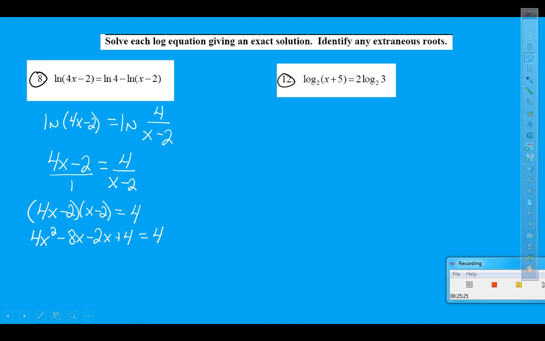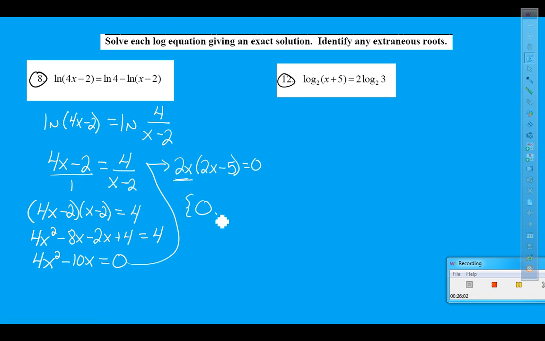We need to set that equal to 0 now. So let's go 4x squared minus 10x, subtract 4 over and you're going to get 0. Now to solve this, I'm going to factor out a 2x because that's what they have in common. So I'm going to take out a 2x, which leaves a 2x minus 5 equals 0. Set that piece equal to 0, and I'm going to get 0. Set this piece equal to 0, and I'm going to get add 5 divided by 2.